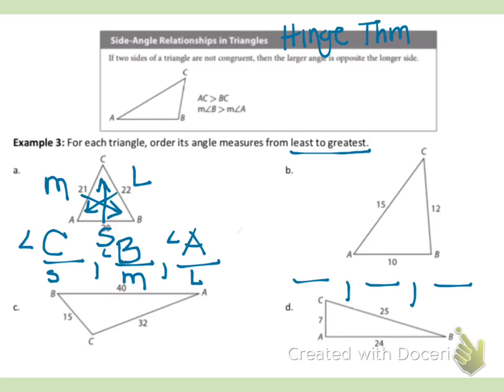So they want smallest here. The smallest side is this side right here, right? That means across from it is going to be the smallest angle. So that will be C.